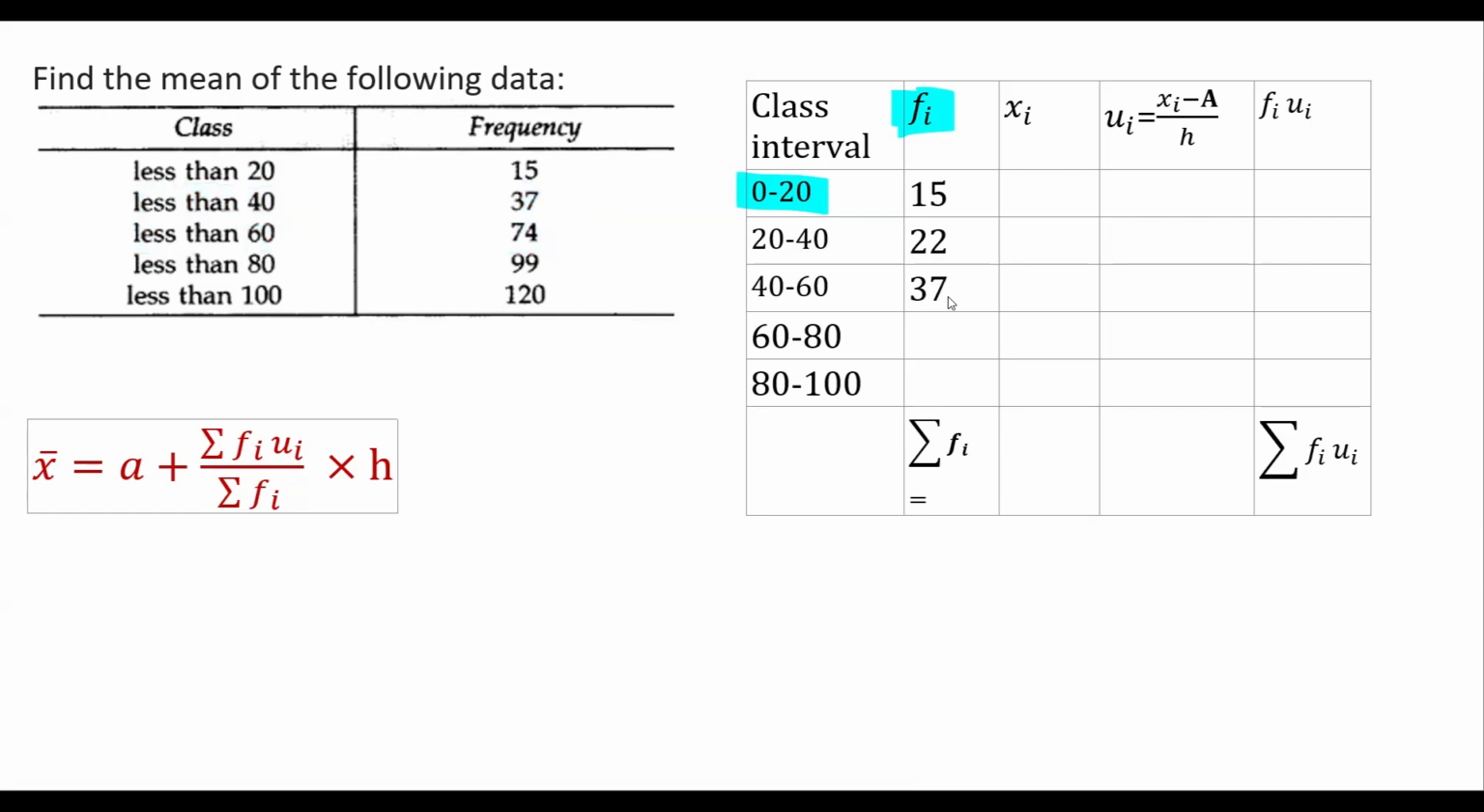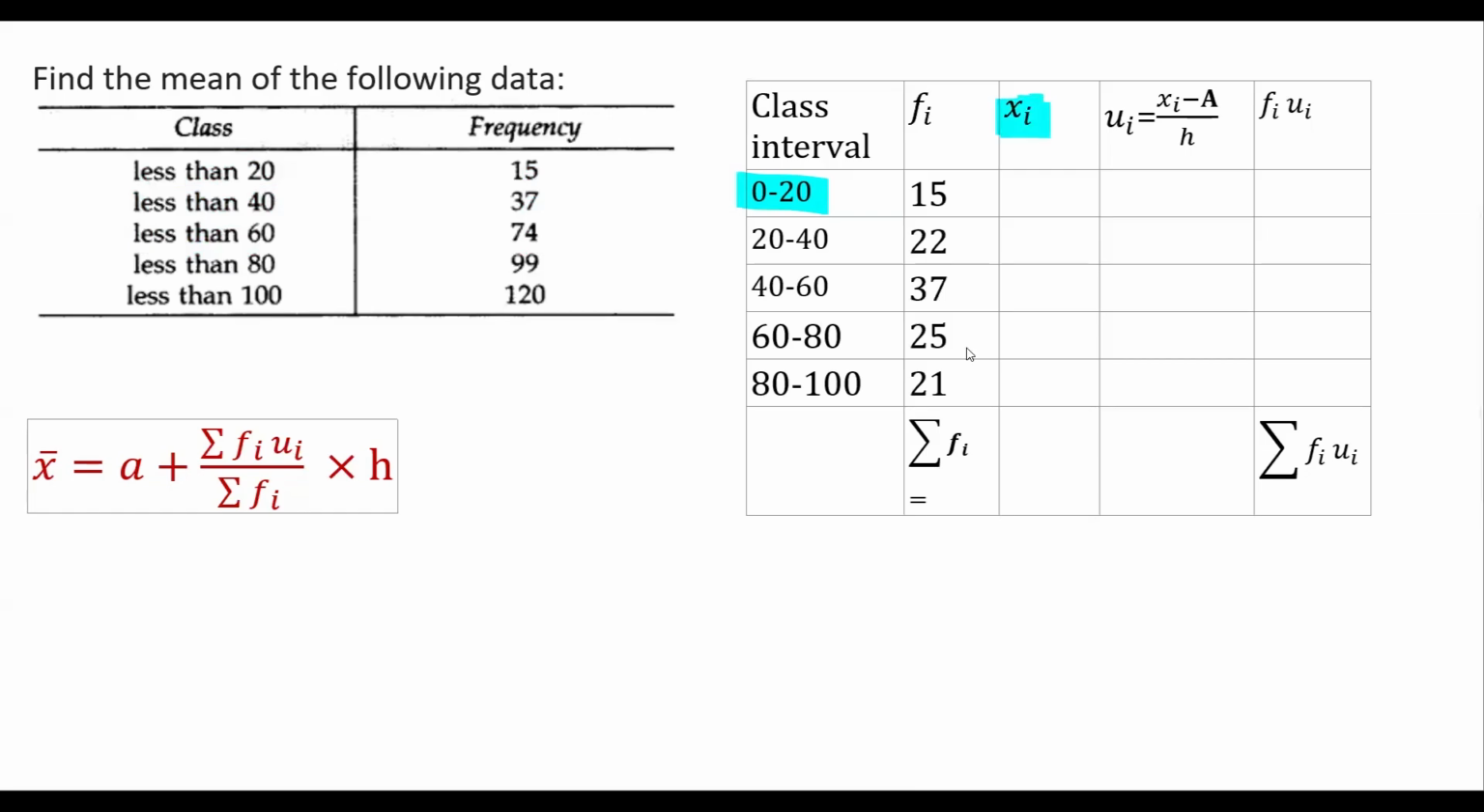By finding the consecutive terms' difference, we get the frequencies. So if I get the difference of 99 and 74, it is how much? It is 25, and the next difference is going to be 21. So once we have obtained the frequency, now we need xi.